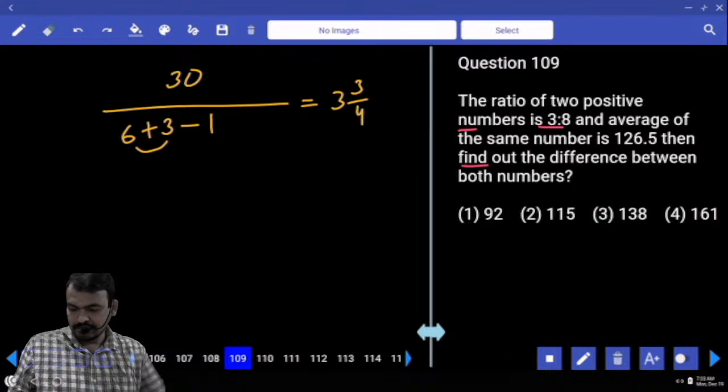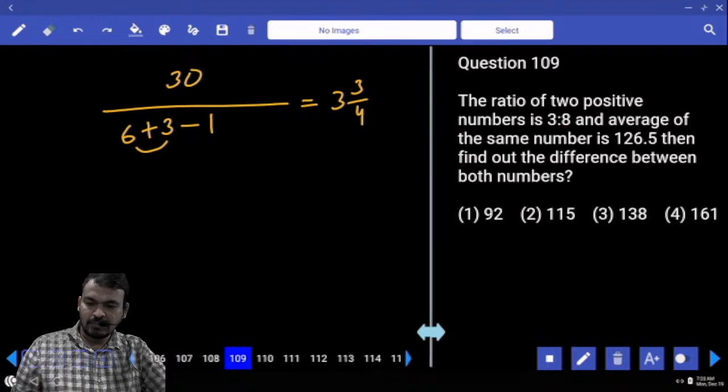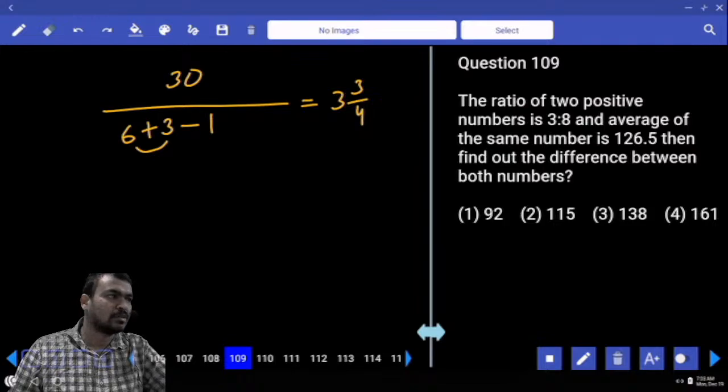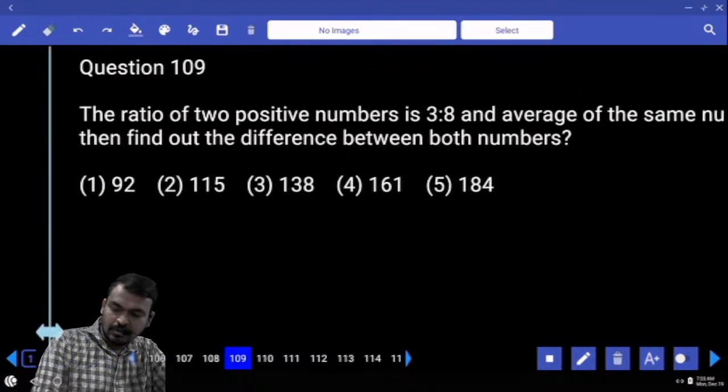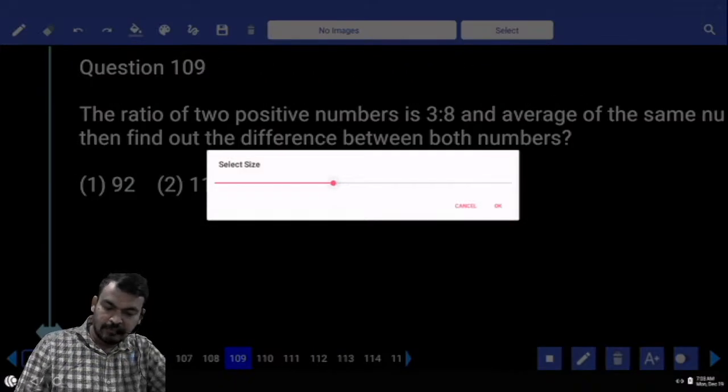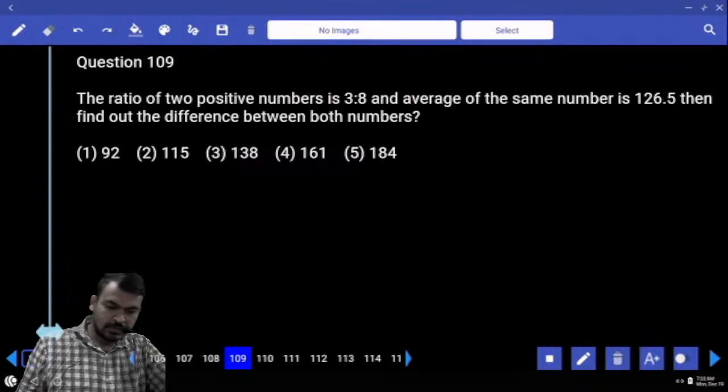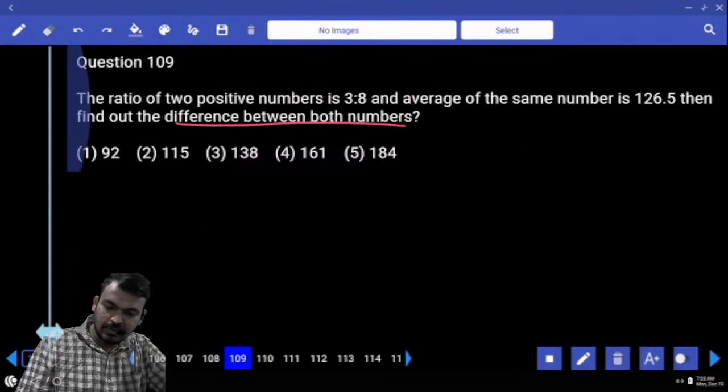Next, 109. The ratio of the two positive numbers is 3:8, and the average of the same numbers is 126.5. Find the difference between the two numbers. First of all, what is required? The difference between the two numbers.